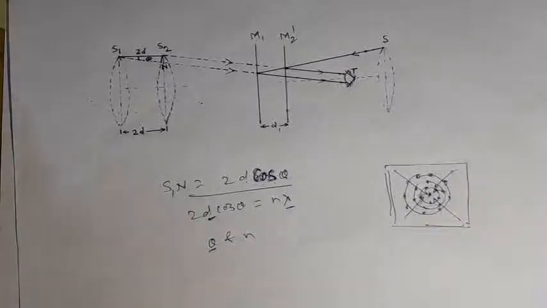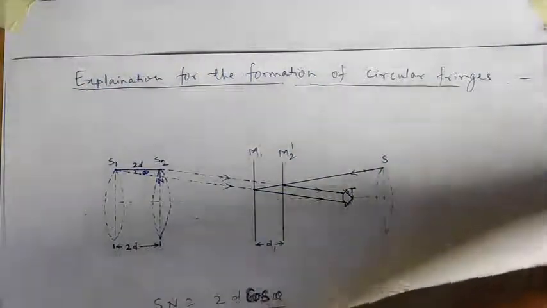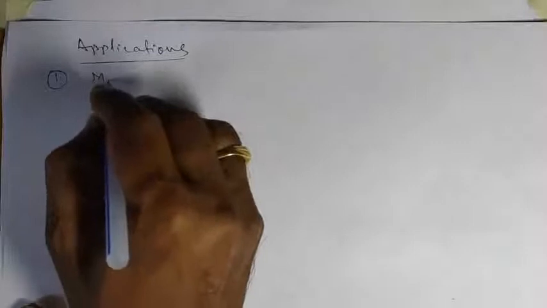Next we have to see the applications of Michelson interferometer. So the first application of Michelson interferometer, application number one, is the measurement of wavelength, meaning unknown wavelength.